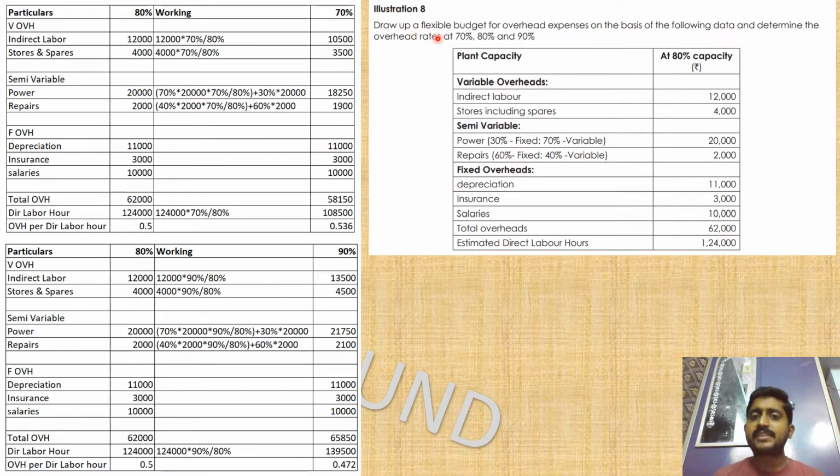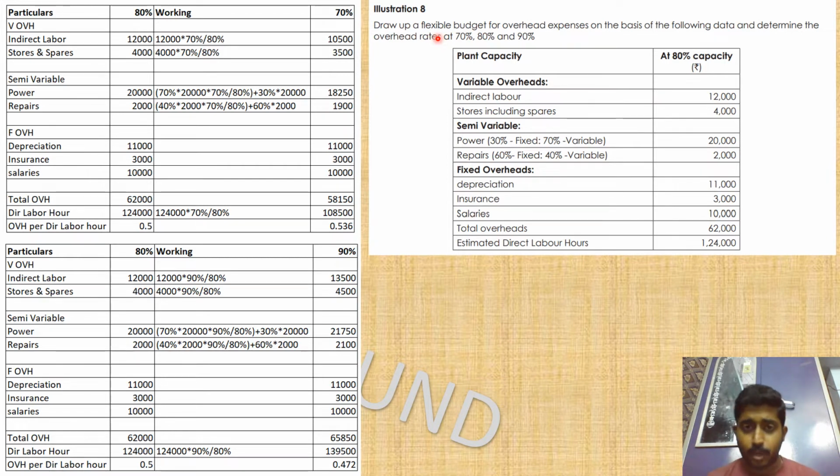Draw up a flexible budget. So students, we discussed what a flexible budget is. A flexible budget means we are not fixing the budget at only one point of activity. We are fixing the budget for two or three sets or levels of activities, so that it is flexible. For example, when the actual happens, we can compare the actual with the appropriate activity level budget.